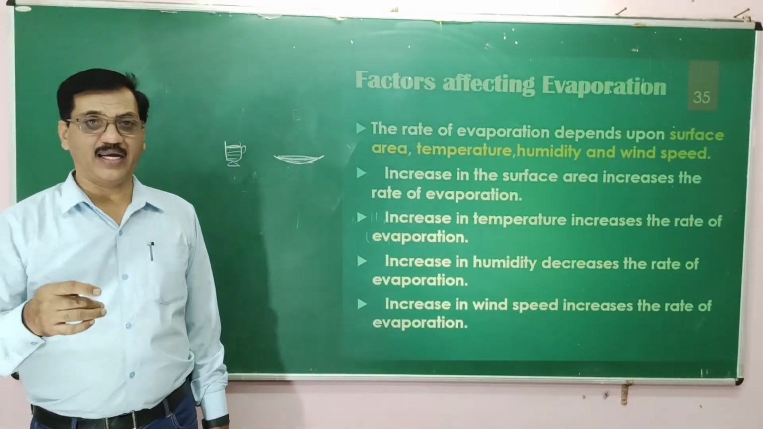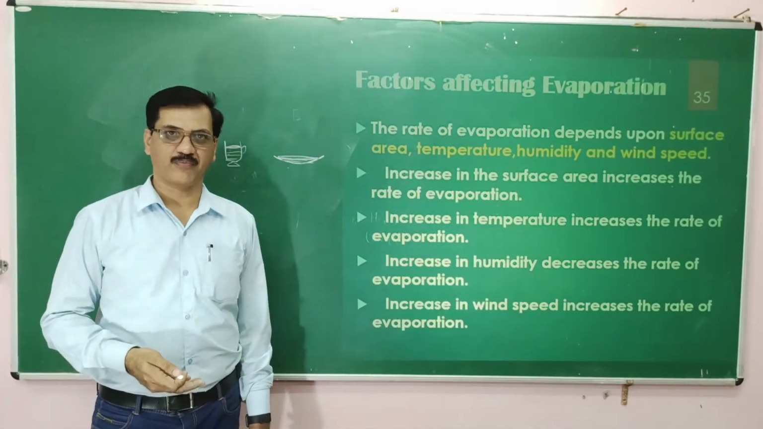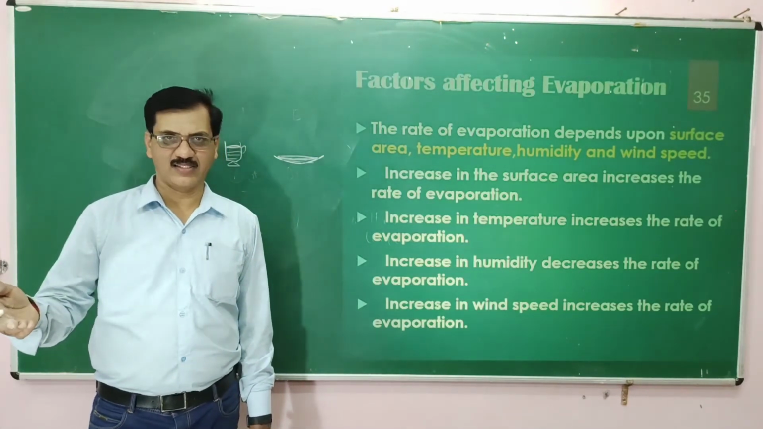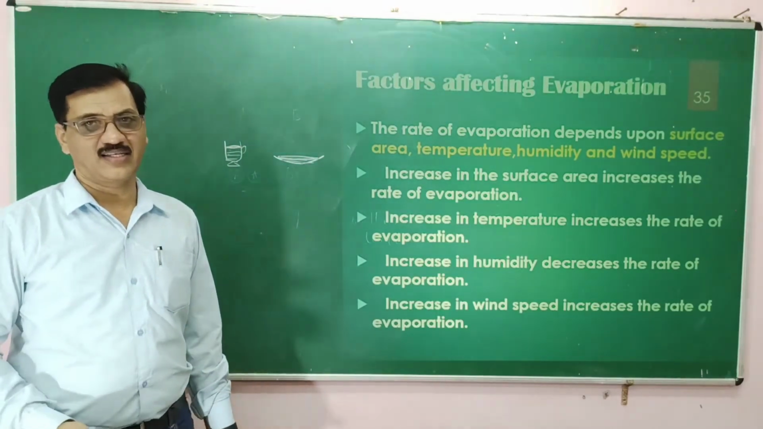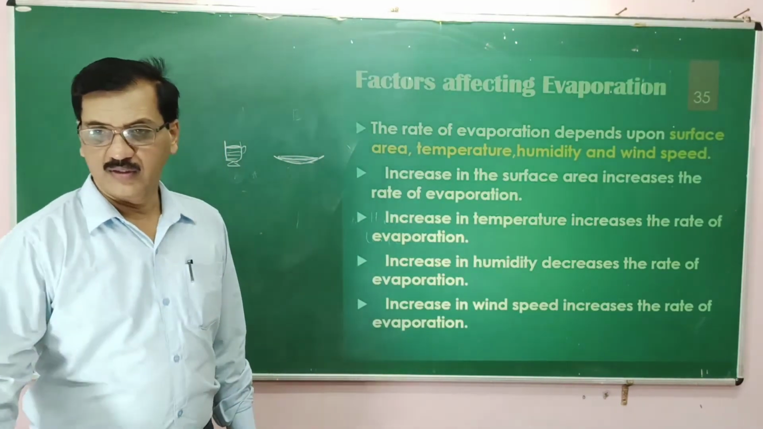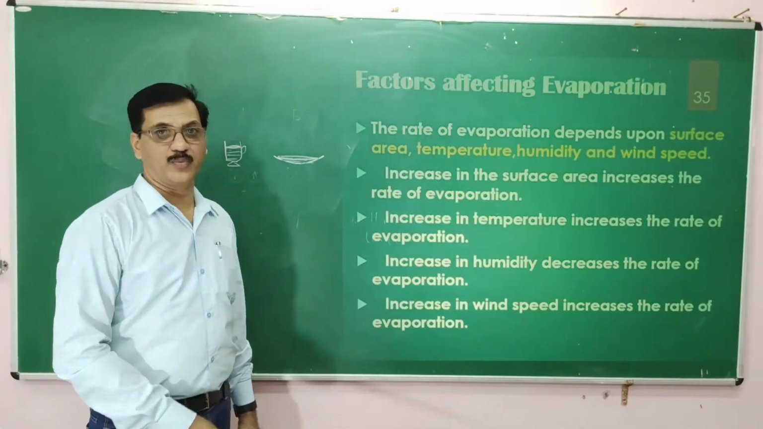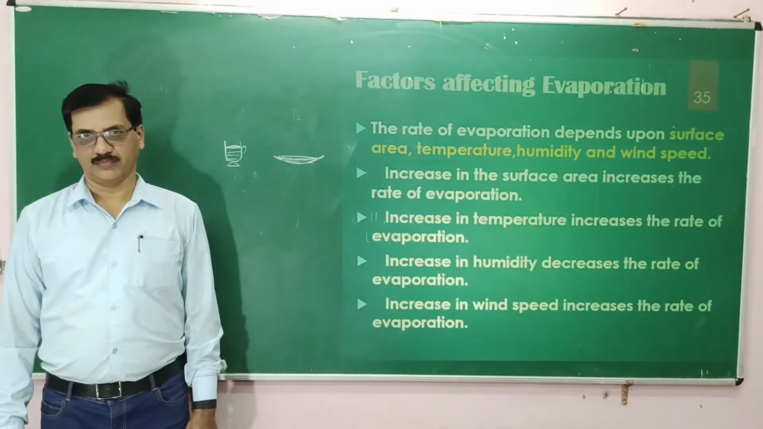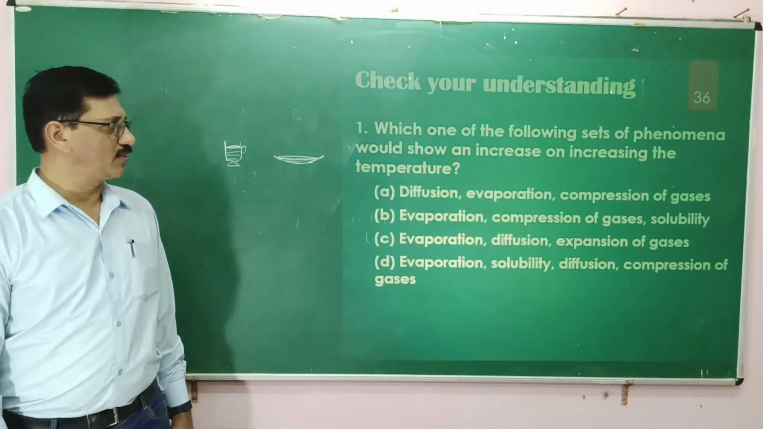And there is wind speed. If the wind speed is more, then the rate of evaporation will become more. That's why clothes dry faster on windy days. The water in the clothes evaporates and they dry up on windy days, and also on days when humidity is less. When humidity is less, clothes dry soon. Right? So let us see some questions.